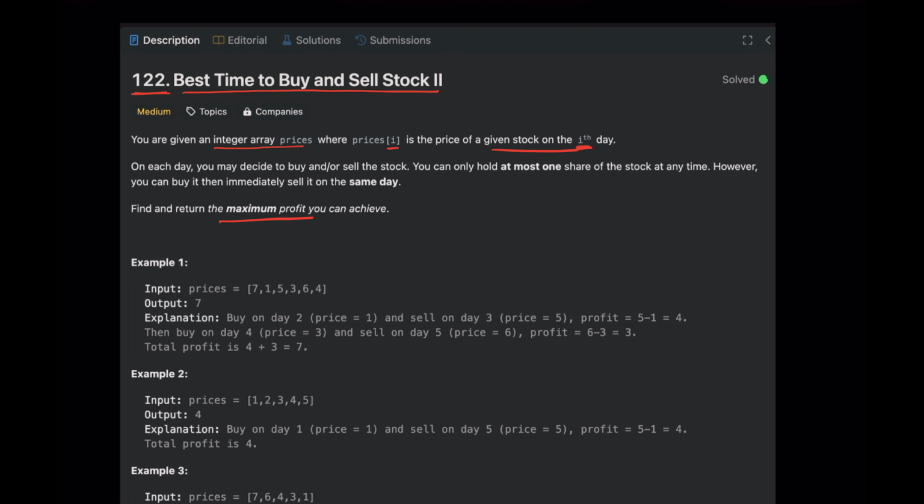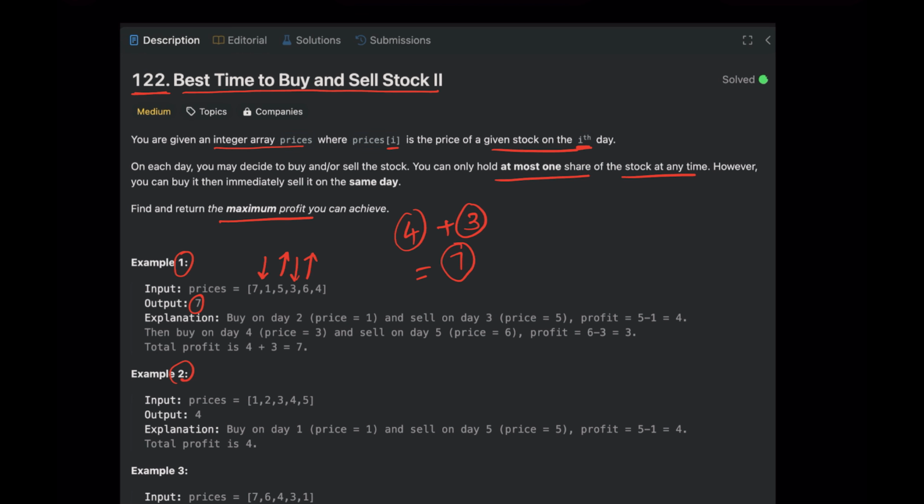We can make any number of transactions to maximize our profit. The only condition is that we cannot hold more than one stock at a given point of time. In example number 1, the maximum profit that we can make is 7. One transaction is to buy on day 2 for value 1 and then sell it on day 3 for value 5, giving us the profit of 4. And the next transaction is to buy on day 4 for value 3 and sell it for 6, which will result in the profit of 3, totaling the amount of profit to 7.